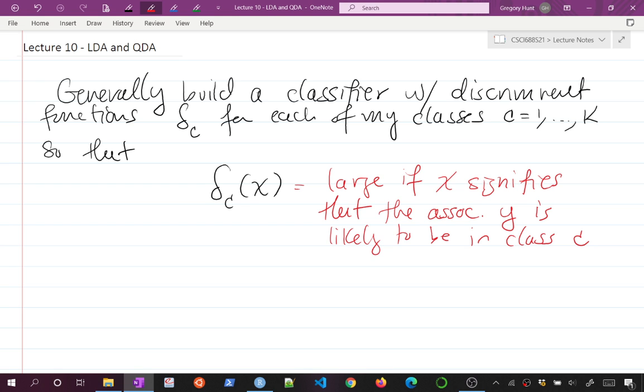So the idea is that we can calculate the discriminant function, and we can then predict our class, which is y hat now, which is just a class. We predict y hat by calculating delta c over all of our classes, and we let y hat be the class that has the largest discriminant function.